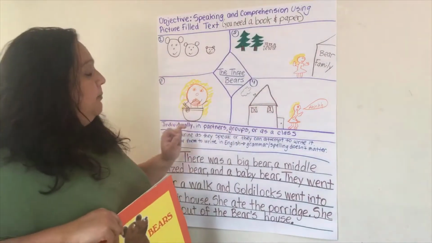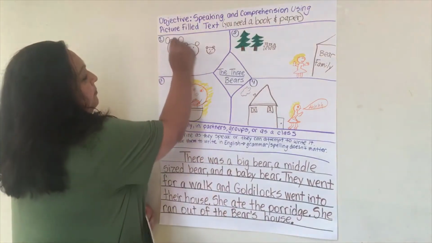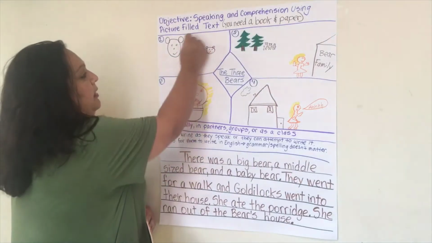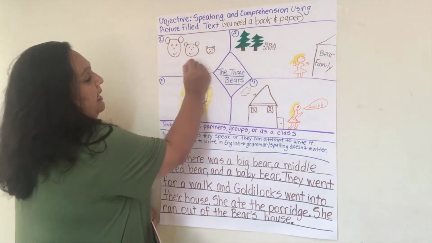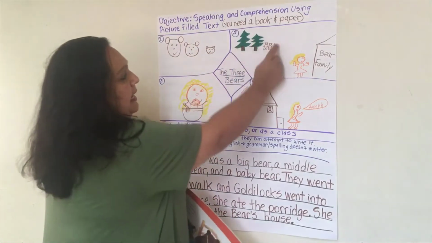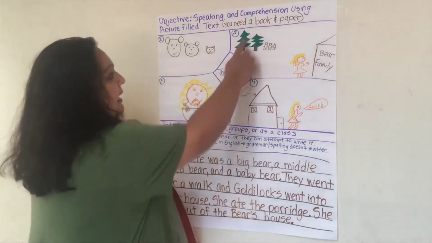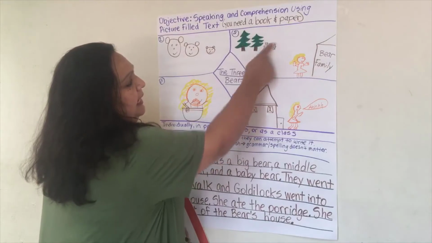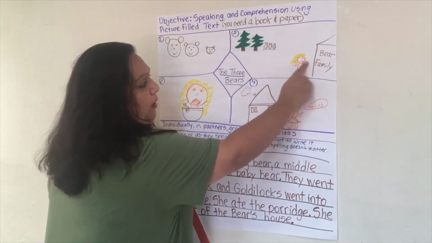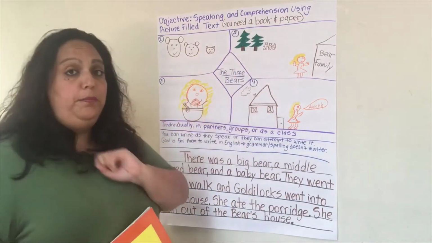And as I'm drawing them, let's say you're drawing it by yourself, I'm going to say, okay, on the story, there was a great big bear. And if I want, I'm going to write great big bear. There was a medium-sized bear and a wee little bear. And the three bears, then they went to take a walk in the woods. And here's some trees that are in the woods. And while the three bears were in the woods, Goldilocks went into their house. You're going to go ahead and talk through each of your pictures, okay?